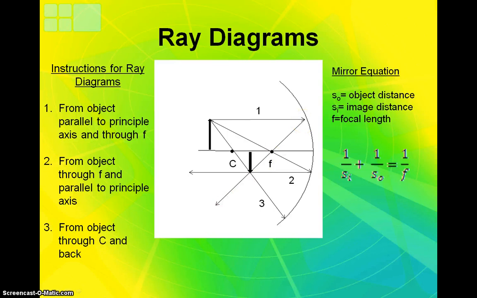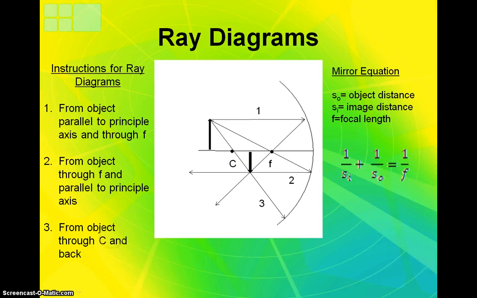The second ray is the opposite of that. It goes through the focal point, and then reflects off the mirror parallel to the principal axis. Starting here at the top of the object, going through F, encountering the mirror, and then bouncing back parallel to the principal axis, which is this line where the C and F are.